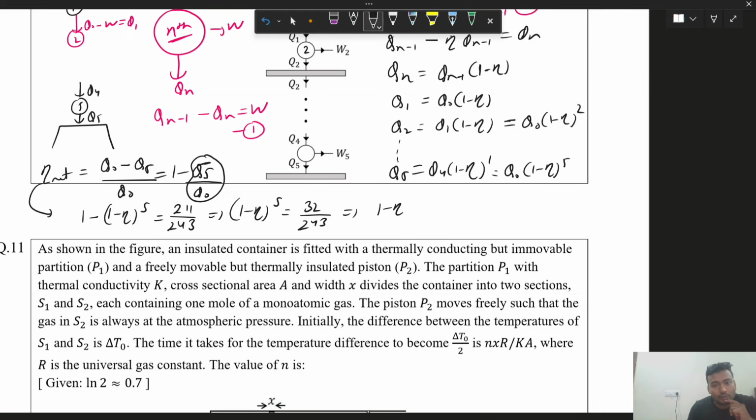बेटा 1 by 5 कर दो पावर, so 2 to the power 5 अपने को पता है 32 होता है, so it will be 2 और ये आएगा आपका 3 के लिए, you can verify it. So finally eta is 1 minus 2 by 3, so that is 1 by 3.